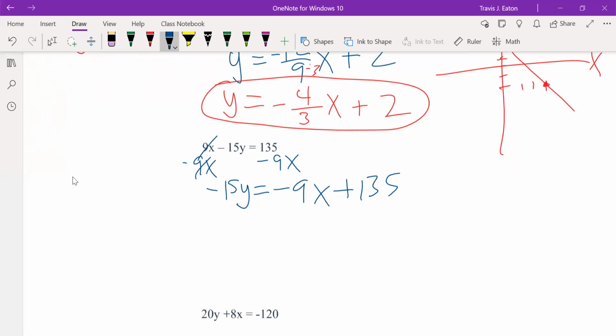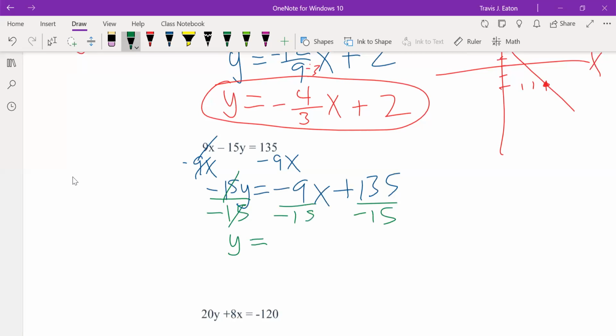All right. Now, next step is to get y by itself. So we divide by negative 15, because that's the coefficient of y. Every term must be divided by the coefficient of y. And when we do that, those cancel each other out, and I'm left with just y equaling.